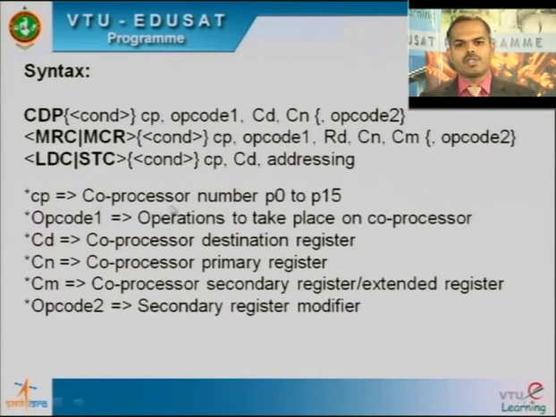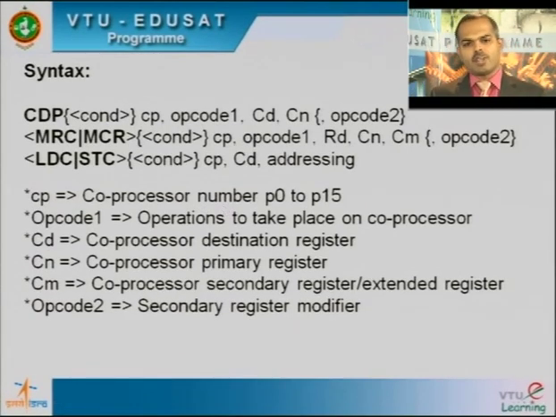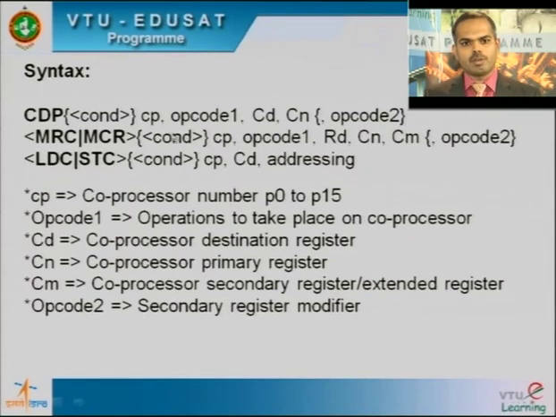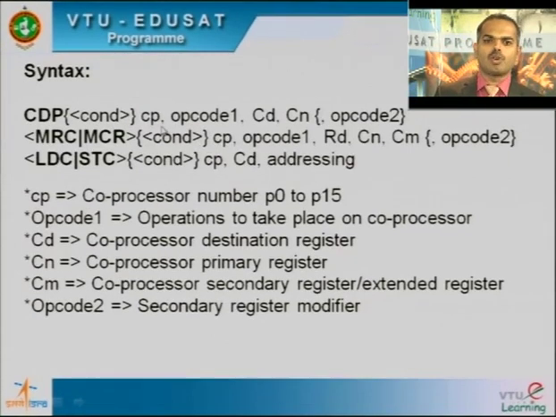CP is for coprocessor number. For example, there are around 16 coprocessors for the ARM7 TDMI family of processors. These coprocessors are numbered from CP0 to CP15. So that processor number you have to mention in the first operand of the instruction, first operand of any instruction. That is what CP stands for: coprocessor number in the instruction here.